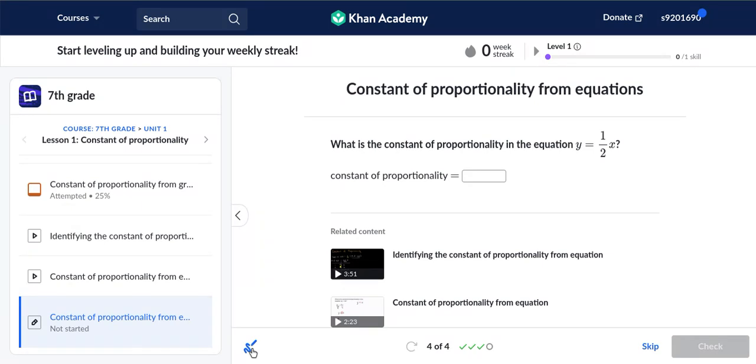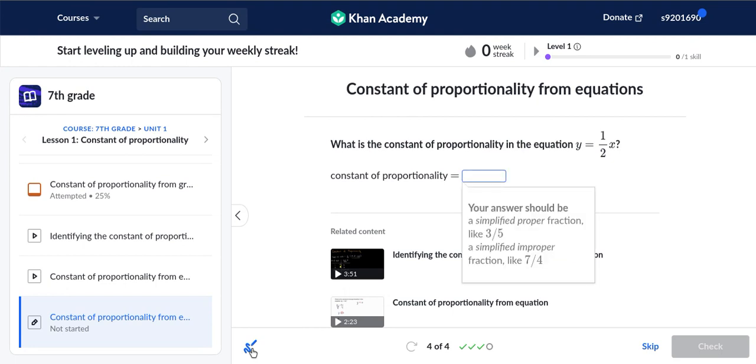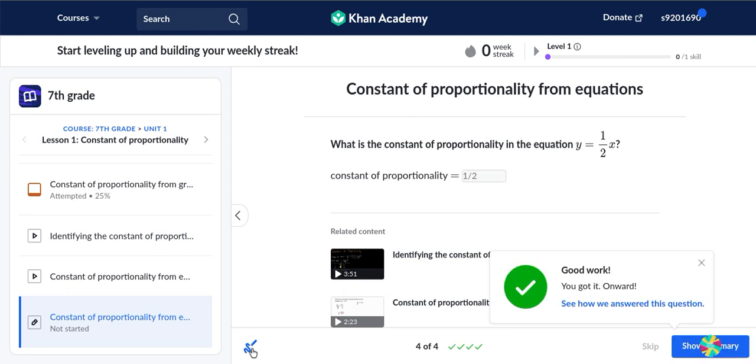Okay. What is the constant of proportionality in the equation y equals 1/2 x? So this is our last question. Obviously this is 1/2.